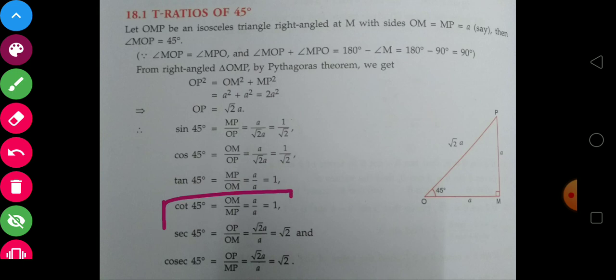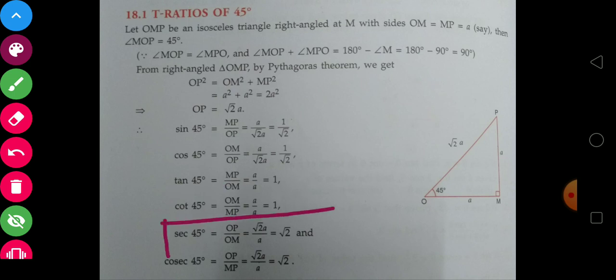Similarly, cot 45 is the reciprocal of tan, in that way also you can find it, or you can find it from the triangle. Cot 45 means it is base upon height. So if it is base upon height, it is OM upon MP, which is again A by A, and it is 1, right?